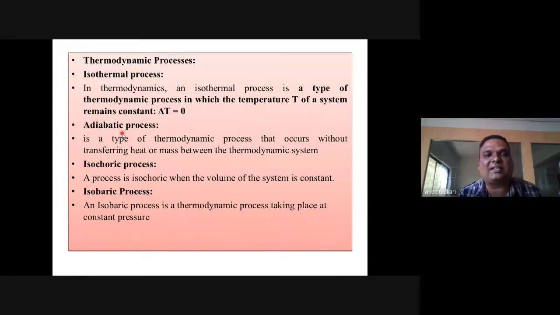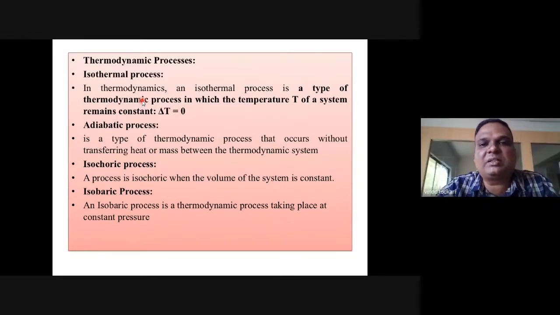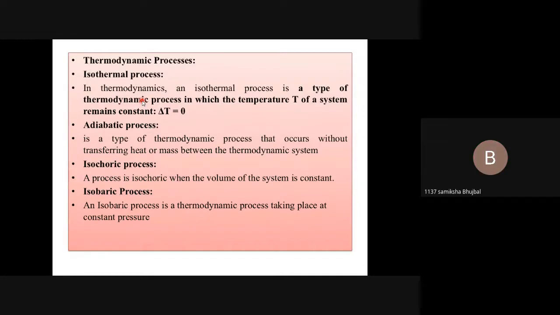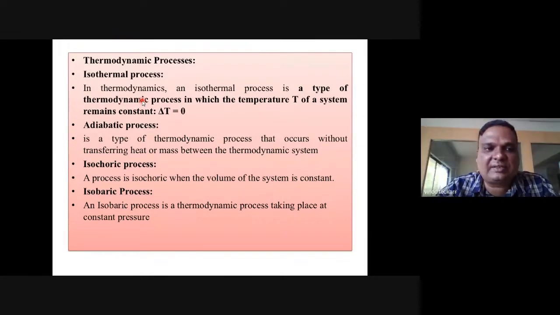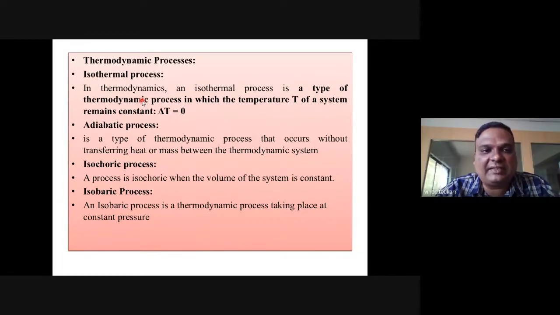No heat exchange, adiabatic. Right? Temperature remains the same, a constant temperature process, that is nothing but an isothermal process. Right? Okay. So tell me, what are the different types of processes? Isothermal process, adiabatic process, isochoric process, isobaric process. Very good. What happens in an isothermal process? The process in which temperature remains constant. Very good. What happens in an adiabatic process? Yes, there is no heat exchange, right? That is called an adiabatic process.